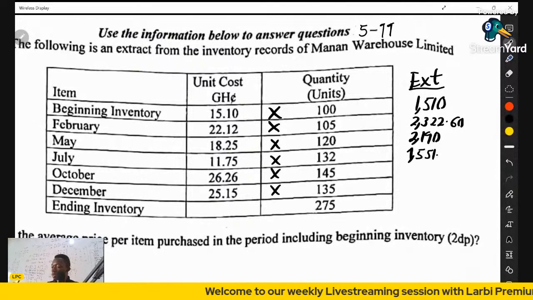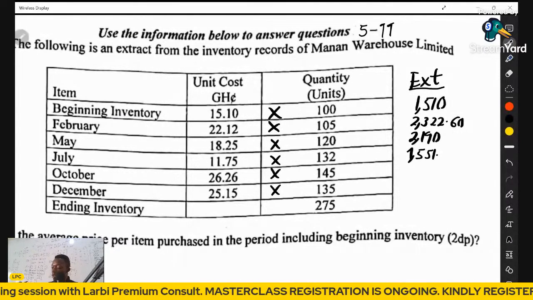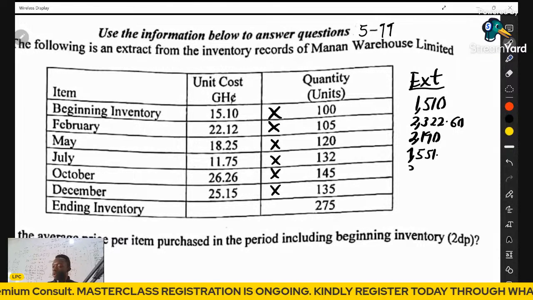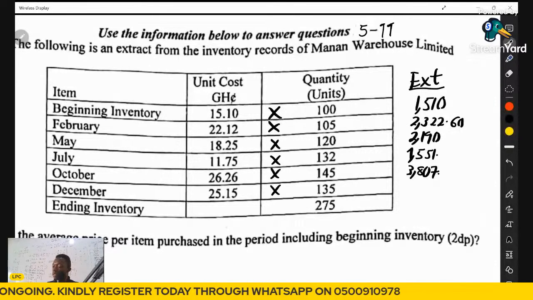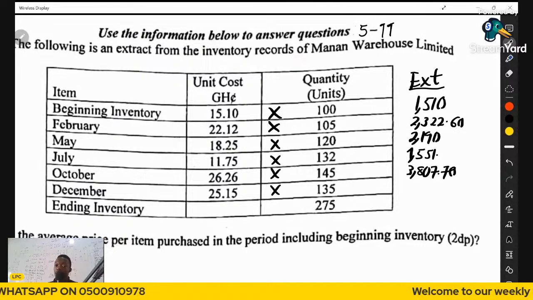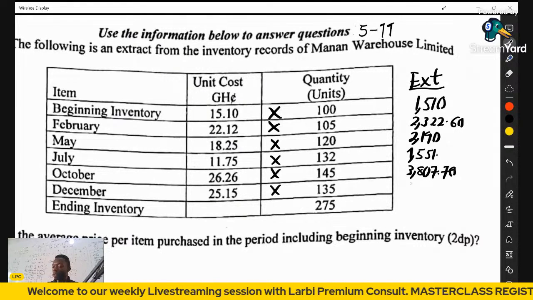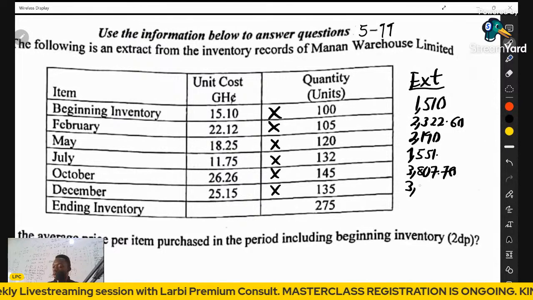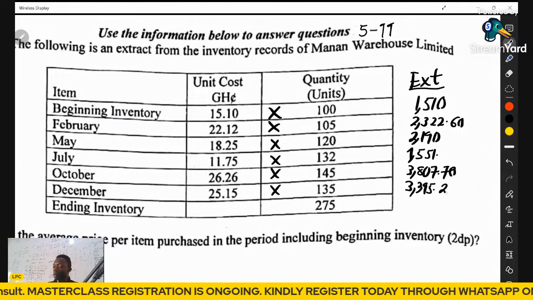1,551.00. And October, 26.26 multiply 145. That one too, I had 3,807.70. So it is a matter of multiplying unit cost by the quantity involved to get the extension, right? It's very simple. No big deal with that. Then you go for the last one, 25.15 multiplying 135. With that too, I had 3,395.25. That's what I got for that.